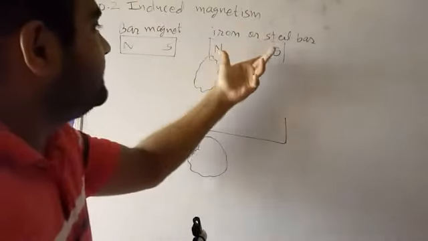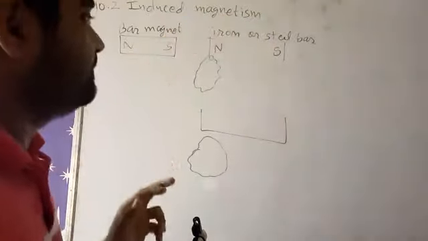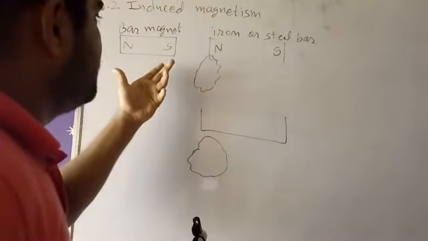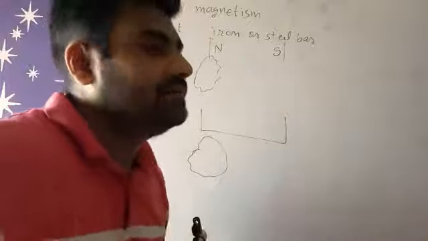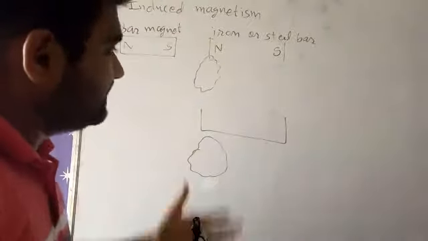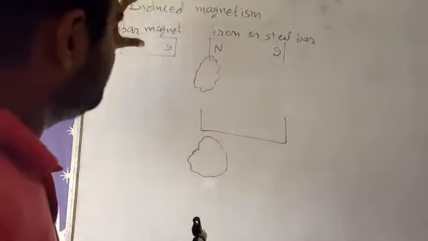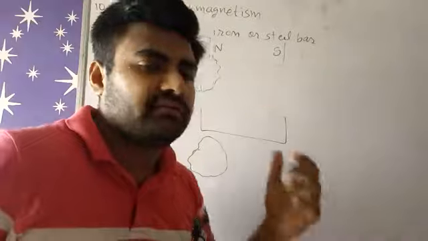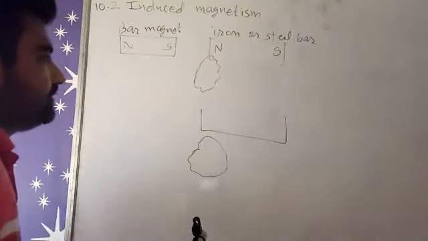So why does this behave as a magnet? Because of induced magnetism. Why induced magnetism? Via this bar magnet. This bar magnet induced magnetism on this iron or steel bar. That's why only for the time this bar magnet is near, this behaves as an individual magnet.